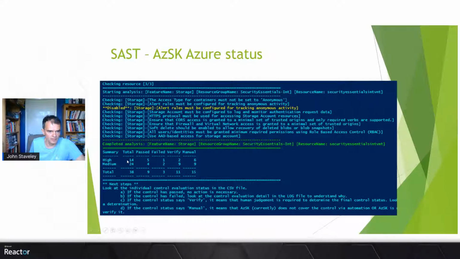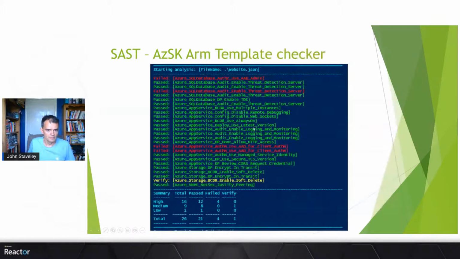So you get a load of high priority things. You've passed 5 and failed 1. So it's saying, and you've disabled this alert rule. And it's saying, failed Azure SQL database, use AAD admin. So I failed that check on my website.json, which is my ARM template for my Security Essentials project. So all of these I got right, but these I need to do some more work on.